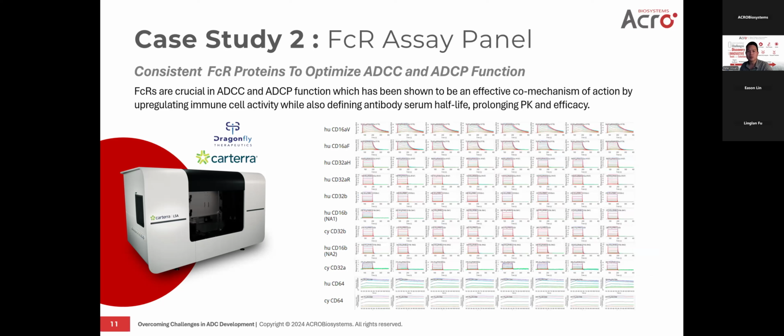On the other side, case study number 2 is looking at the FCR assay panel. So FCR evaluation is another important part of the antibody screening, of course, and really specialized, helping you understand the ADCC, ADCP, and other functions. It sheds some light and insight on the effector mechanisms of action for upregulating immune cell activity, antibody half-life, prolonging the PK and the efficacy. This is on the collaboration that we have done with Actera and also Dragonfly Therapeutics.